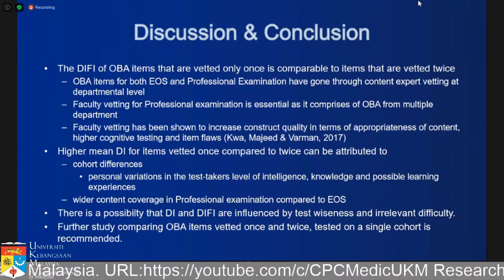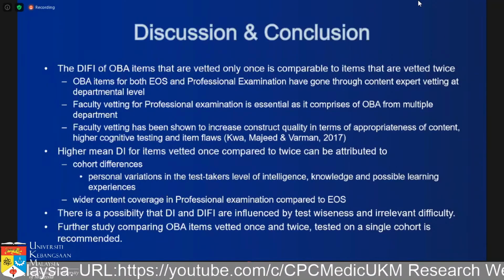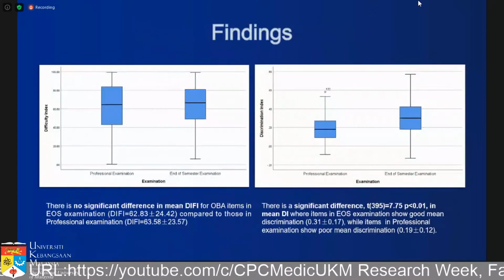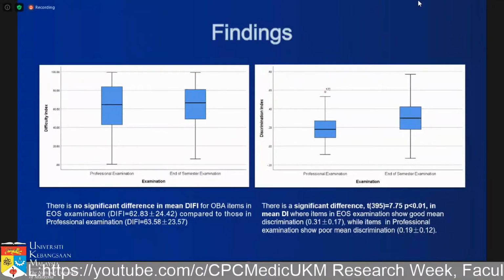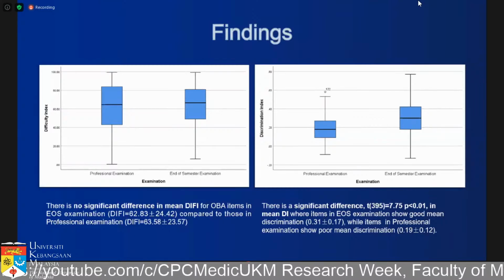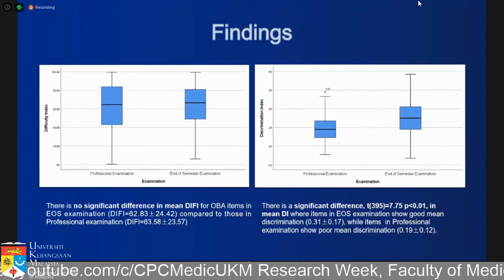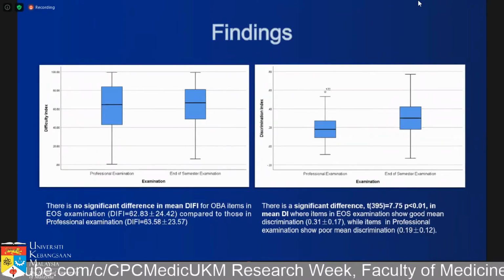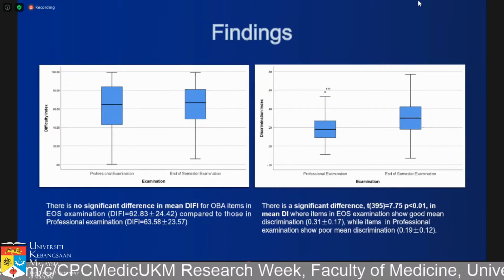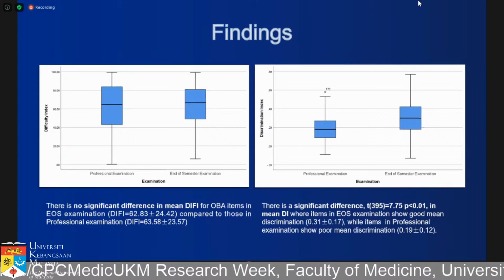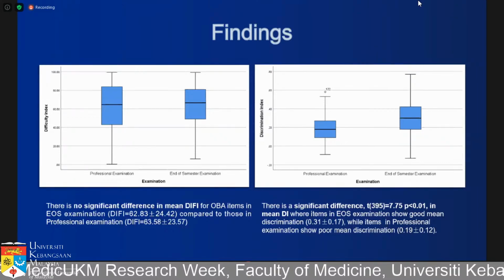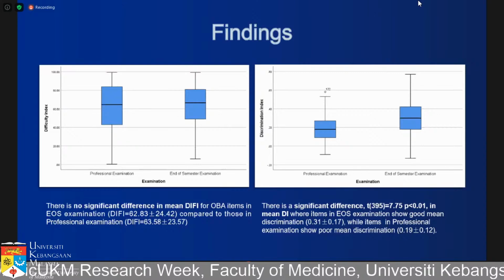But the pro exam that you include in this study is the pro exam for which year? Fifth year. So don't you think that the year of study can also be a confounding factor that can contribute to the differences between these two examinations?